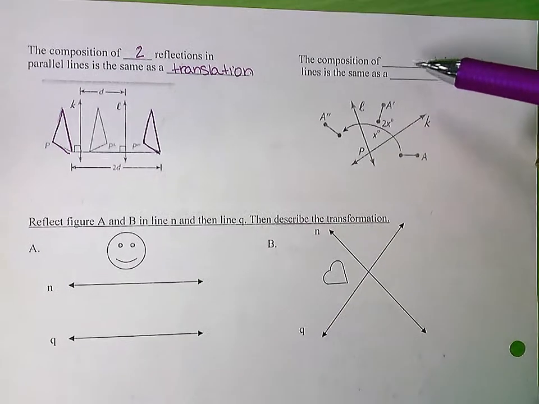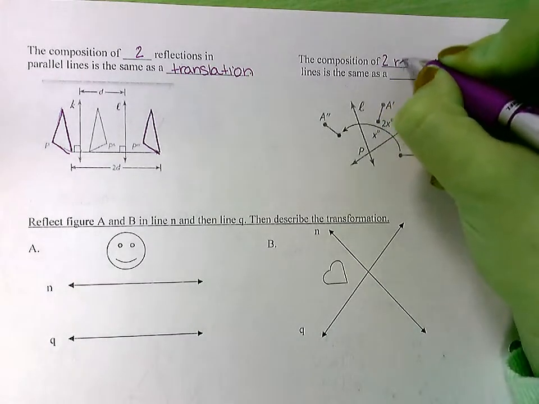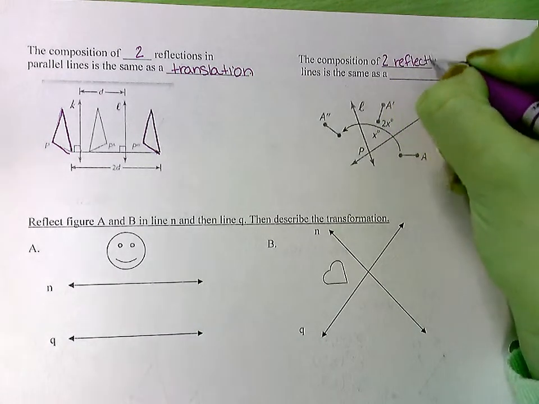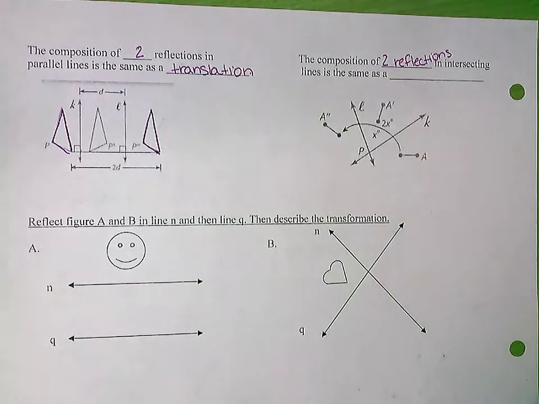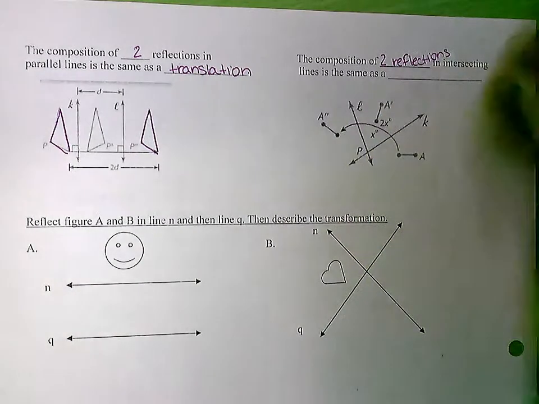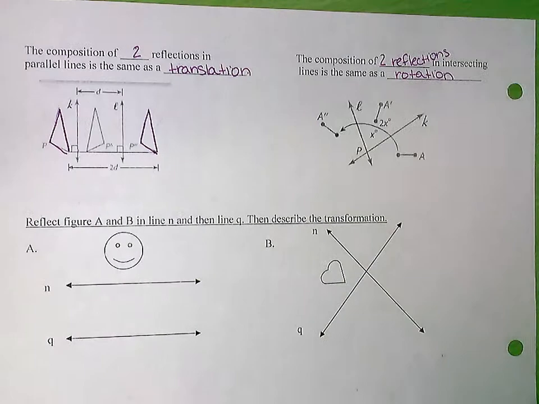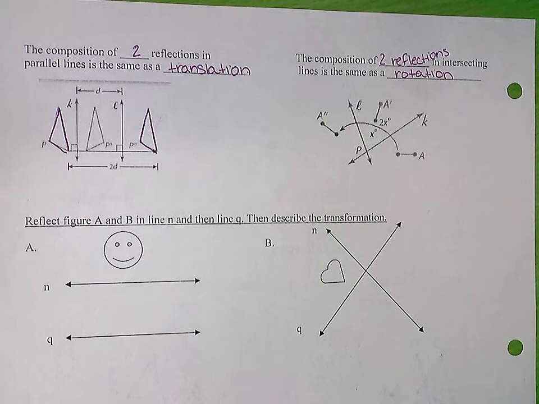Another one we have here, the composition of two reflections in intersecting lines. So this time they're not parallel, they do intersect at one point, is the same as a rotation. Okay, so when they're parallel, you have a translation. If they're intersecting, it's a rotation.